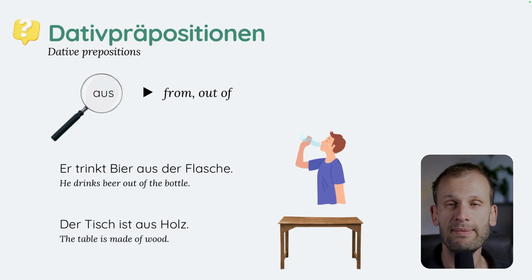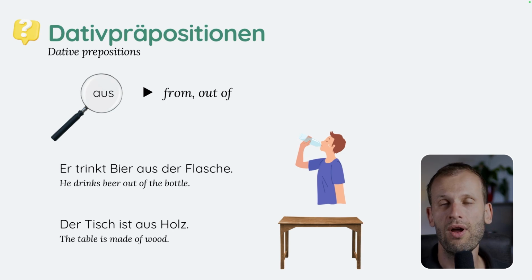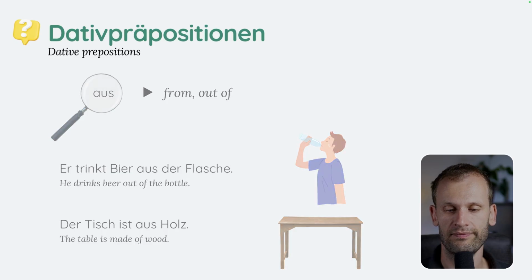Der Tisch ist aus Holz. The table is made of wood. So we also use it for material. Aus Holz, aus Plastik, aus Glas. Again, there is no article used, mostly in these cases, so you don't have to worry about the right endings. It's still dative in theory.